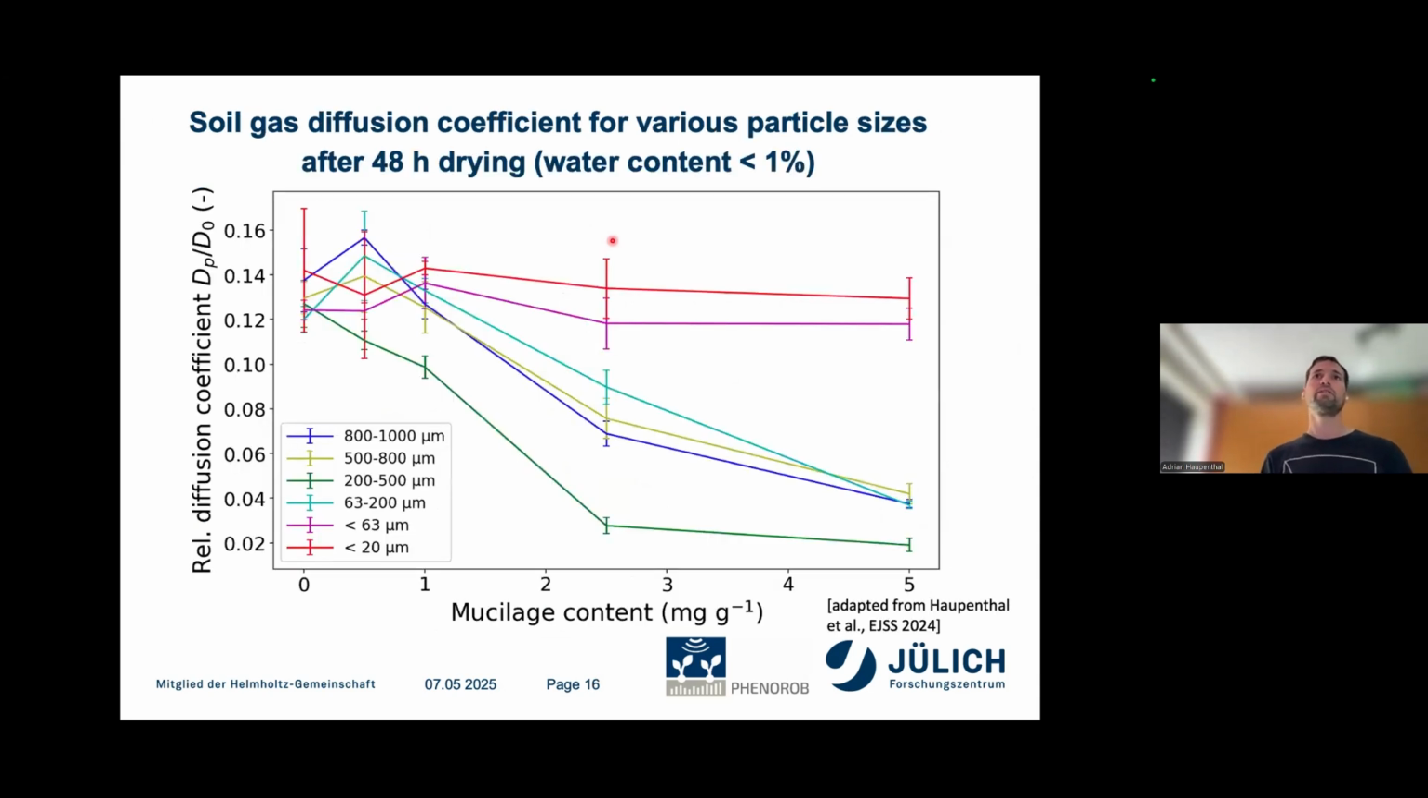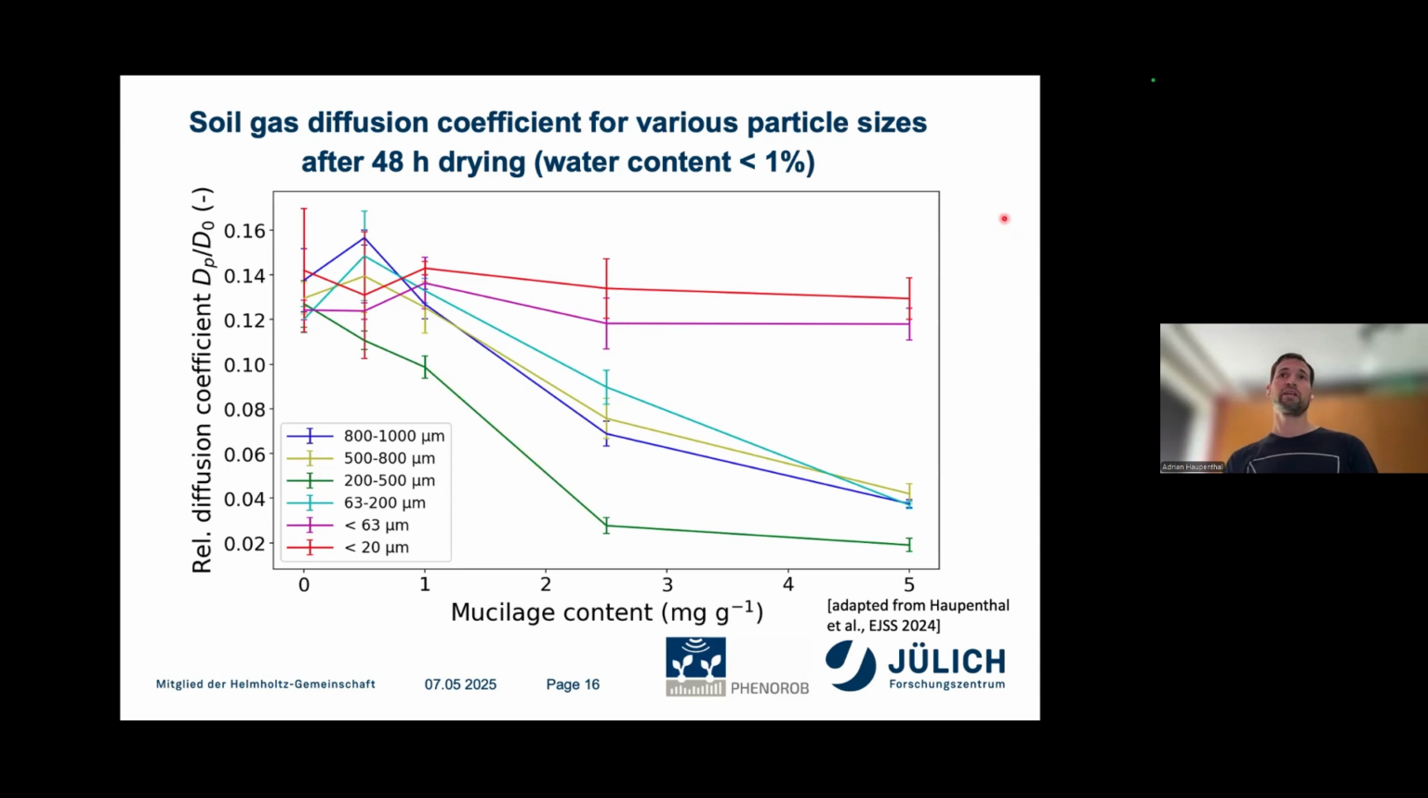And if we first take a look at the results for the dried state, so again for 48 hours of drying with a water content of less than 1%, we have again the relative diffusion coefficient on the y-axis, mucilage content on the x-axis. And if we start with the silt and clay-sized particles, here we could see that the addition of mucilage had no effect on the gas diffusivity, even at high mucilage contents, which is most likely due to the fact that we have here a high number of pores.